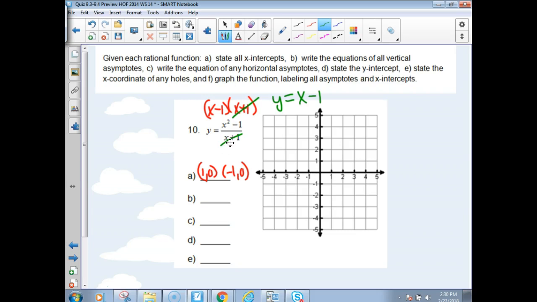So which did I eliminate? I eliminated this one, the negative 1 x-intercept. So that's not an intercept. Just (1, 0) is. We can write that one on our graph.